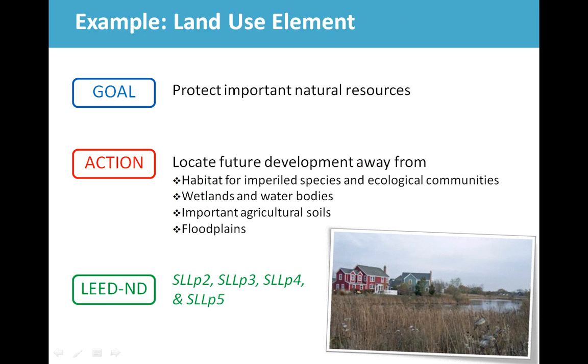Along with planning language that shows where future development should occur, the land use element strategy also recommends including planning goals and actions that steer future development away from the sensitive parts of a community's environment, using planning language derived from SLL prerequisites 2 through 5 that prioritize natural resource conservation. Here, the recommended planning goal is to protect important natural resources from development. Related planning actions involve protecting habitat for imperiled species and ecological communities, protecting wetlands and water bodies, and protecting important agricultural soils, as well as floodplains.